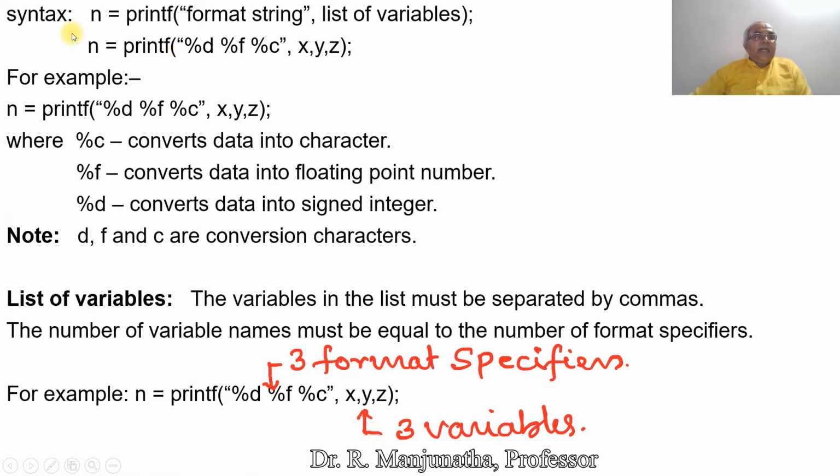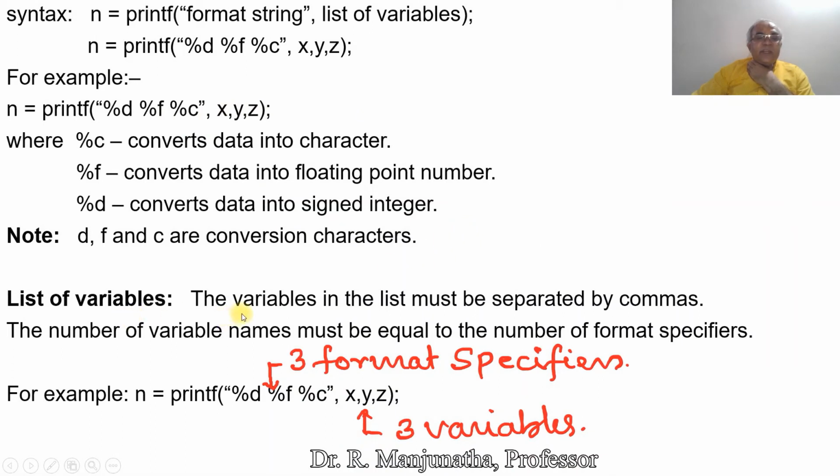So here the syntax is n = printf(format string, list of variables). For example, n = printf("%d %f %c", x, y, z). %c converts the data into a character, %f converts the data into a floating point number, and %d converts the data into a signed integer. And d, f and c are the conversion codes or characters.